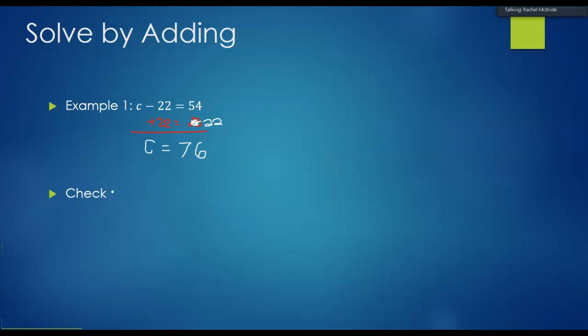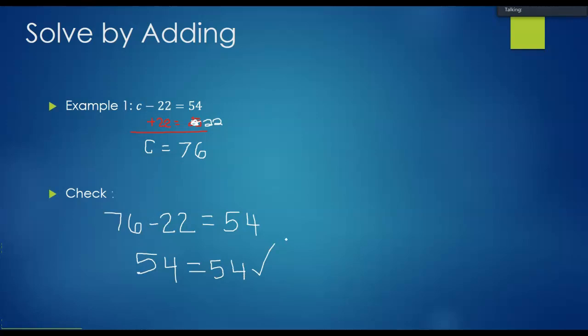How do you check? Well, you check by taking that 76 and replacing it with C, and then simplifying and combining like terms to see if the left side equals the right side. So 76 minus 22 is in fact 54. So 54 equals 54. Therefore, this checks out.